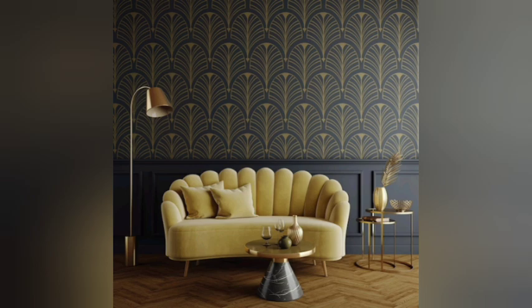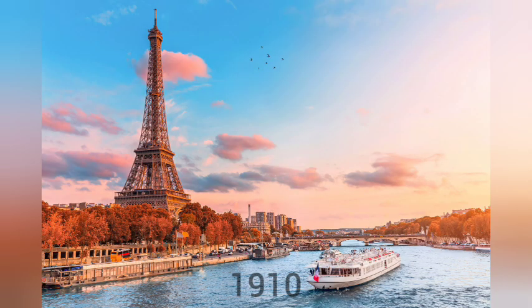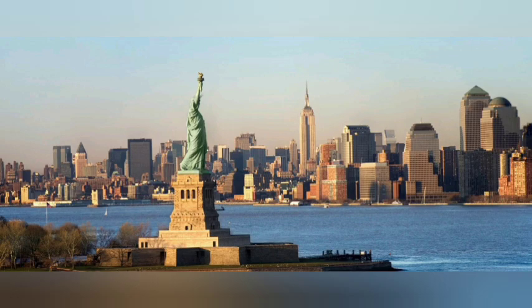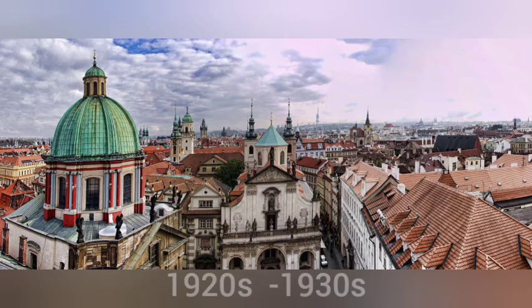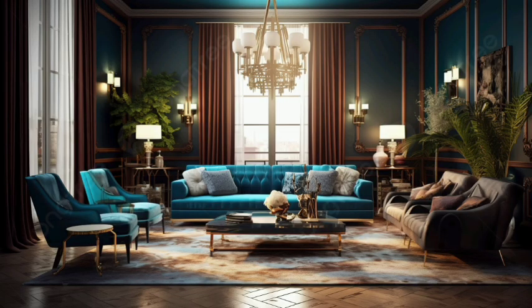Art Deco. Art Deco is short for the French Art Décoratif. It's a style of visual arts, architecture, and product design. It first appeared in Paris in the 1910s, and then in the United States and Europe during the 1920s to early 1930s.